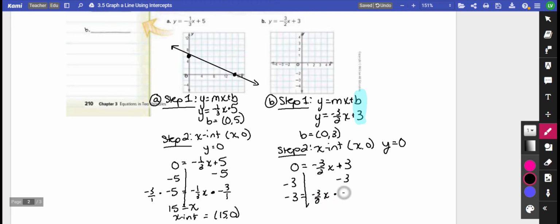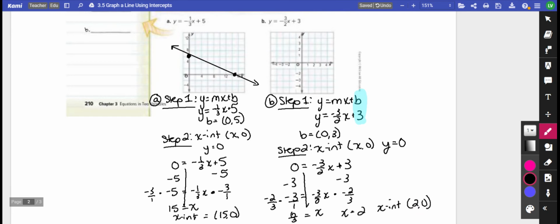I'm going to multiply both sides by negative 2/3, so multiplying by the reciprocal. The left side I'm going to put divided by 1. So then this becomes 6 divided by 3 equals x. So x equals 2. The x-intercept is then going to be 2, 0.